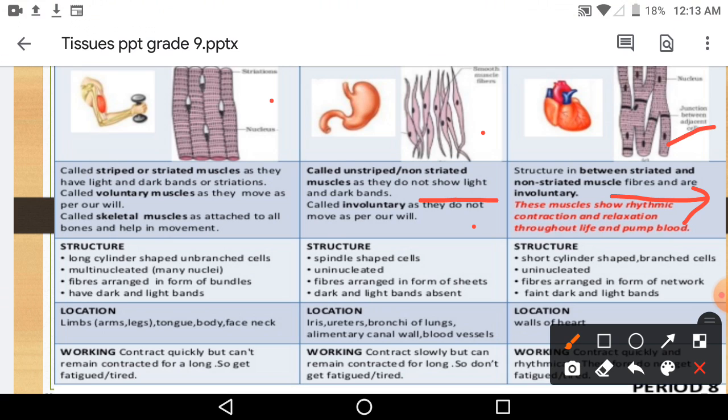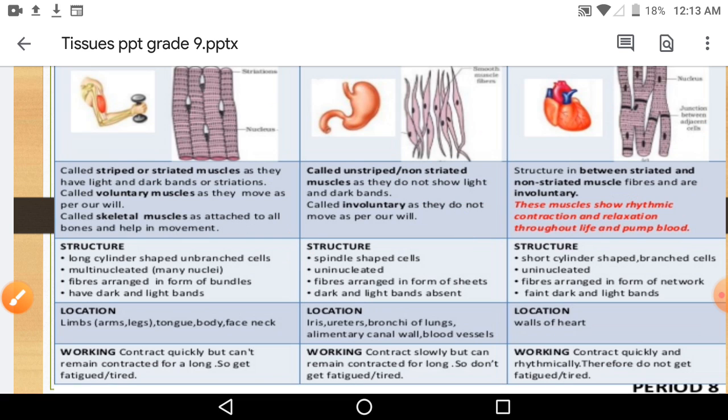Striated muscles are called skeletal muscles; they attach to the bones and help in the movement. Non-striated muscles are called involuntary as they do not move as per our will. They move by themselves. Cardiac muscles show rhythmic contraction and relaxation throughout life. So this heartbeat goes on throughout life and it pumps the blood.